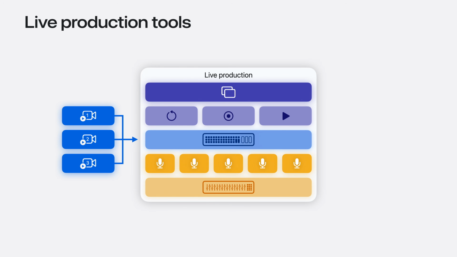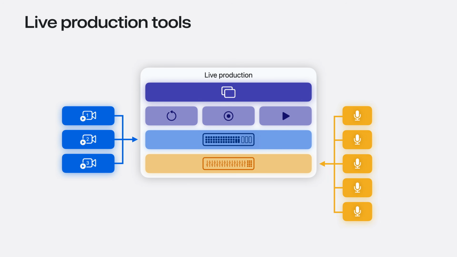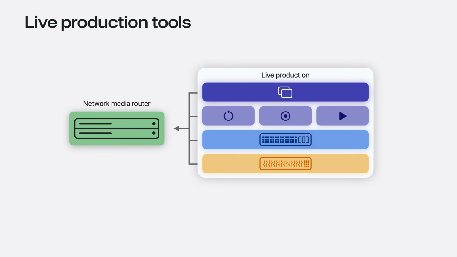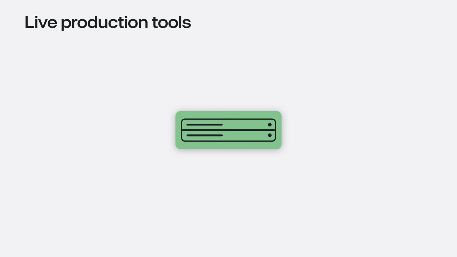For example, camera feeds connected into the video switcher inputs, or microphone sources fed into an audio console. To do that, every tool connects through a centralized media router that handles content exchange between them. Think of it as a unified network layer that lets every device send and receive signals to one another.